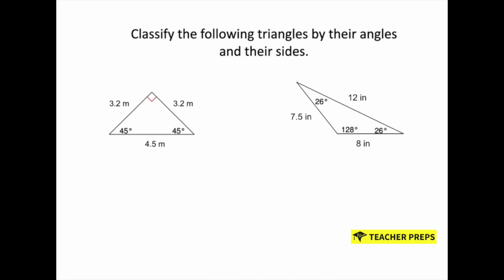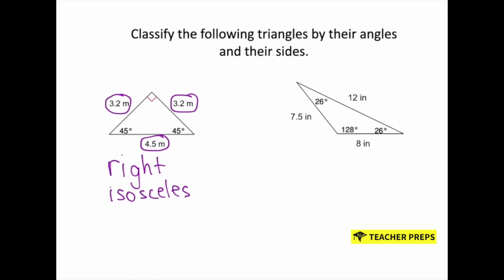Now let's see how you did. Let's look at the triangle on the left first. When we classify the triangle by their angles, we see that we have one 90-degree angle, so this is a right triangle. When we look at their sides, we see that we have a side that's 3.2, a side that's 3.2, and a side that's 4.5. 2 of the sides are equal. That means it's isosceles. So we have a right isosceles triangle.